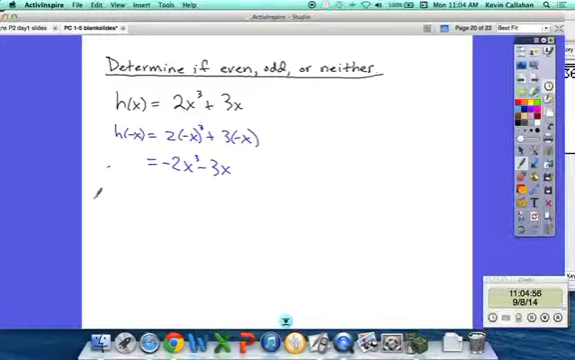Now, if I factor out the negative, that's negative times 2x to the third plus 3x. So I got exactly the opposite of the function I started with. Right? That equals negative h of x. It's the opposite of this. So what is it? It's odd.